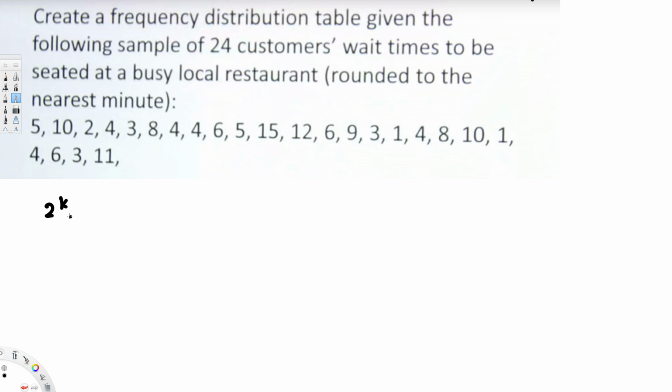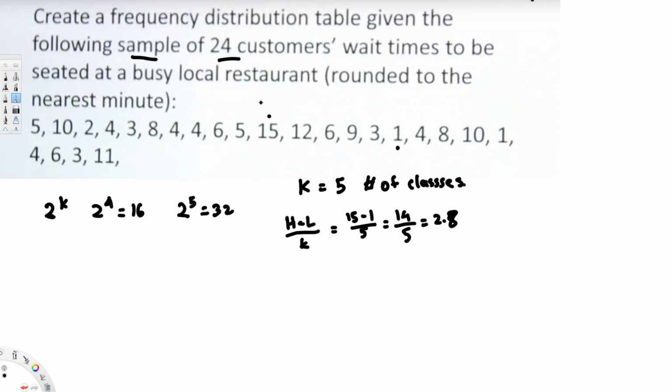And here, 2.8 is not a good number to work with, so we can change the highest number to 16 and recalculate. If you put 16 instead of 15, this is 16 minus 1 over 5, which equals 15 over 5, and that gives us 3. So 3 is a good number. Now we can go ahead and create our table.